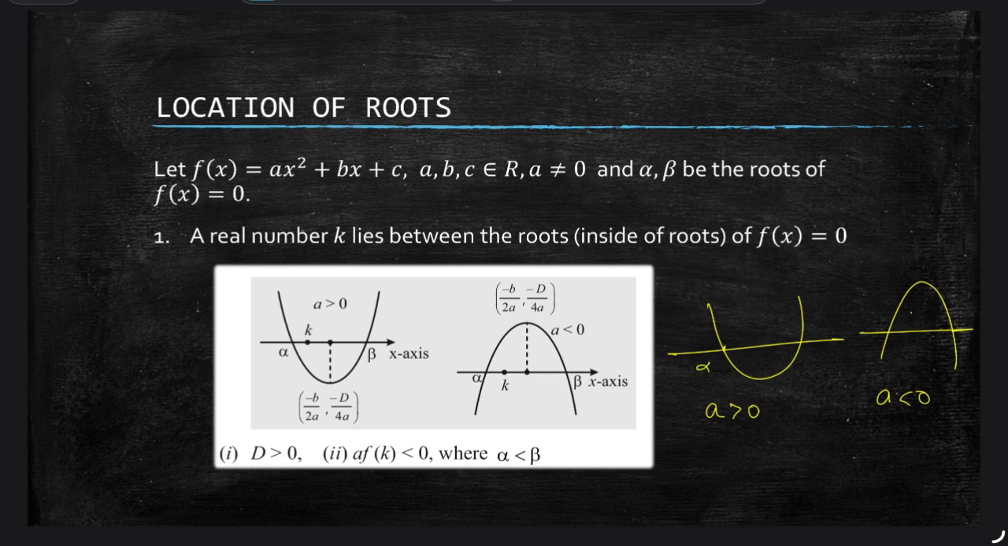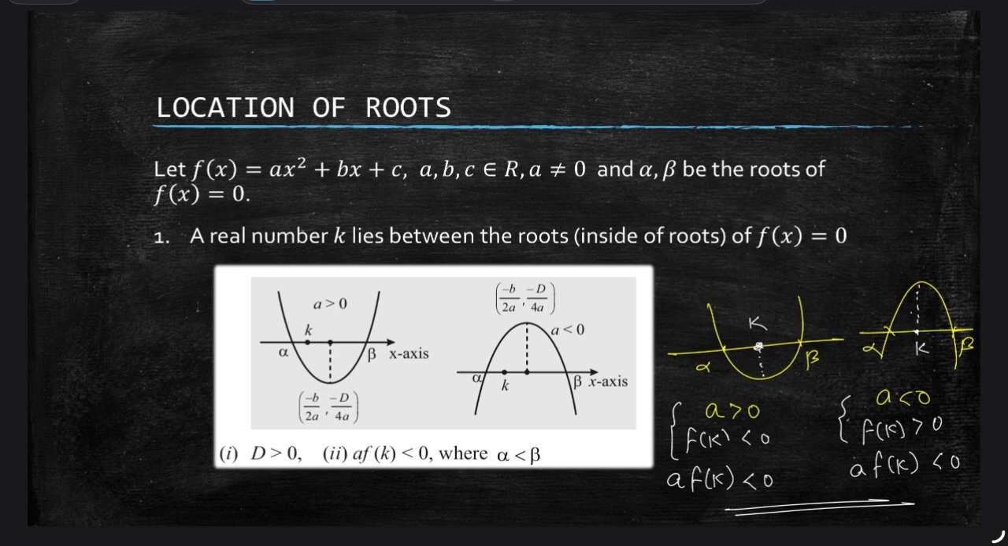Suppose the roots are alpha and beta, and what we are saying is that a number k lies inside the roots. For the first one, if I ask you what is f of k, can I say f of k is negative? Likewise, for the second one, if I ask you f of k, then we'll say f of k is positive. Including these two, I can conclude that a into f of k is negative. From the second one also we can say a into f of k is negative. So what can we conclude? We can conclude that whenever any particular number is inside the roots, between the roots, then we can easily say that a f of k is less than 0.